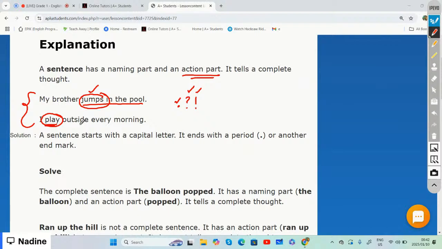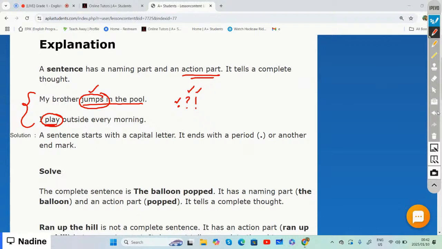The action part that I'm doing is I'm teaching, I'm tutoring, I'm talking. That is the action that I'm doing. The action that you are doing is you're either typing or you're listening or you're watching. That is what you're doing, right? So within a sentence, we have the naming part and an action part.